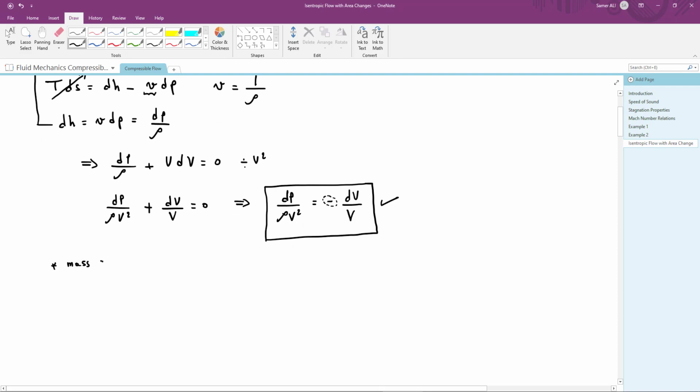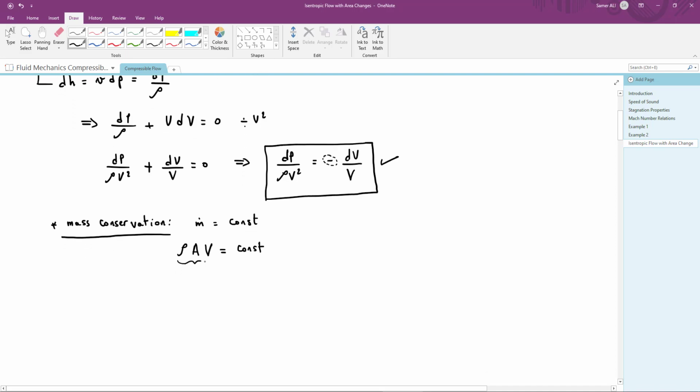So the mass conservation, we know that mass is conserved. Mass cannot be destroyed, cannot be created. It is always conserved. So at steady state, the mass flow rate of the fluid m dot is equal to a constant. And the mass flow rate is simply the multiplication of the density rho into the cross-sectional area A. So here we're talking about the cross-sectional area perpendicular to the flow direction, multiplied by the velocity V, equal to constant. Now I will take the derivative of this equation.